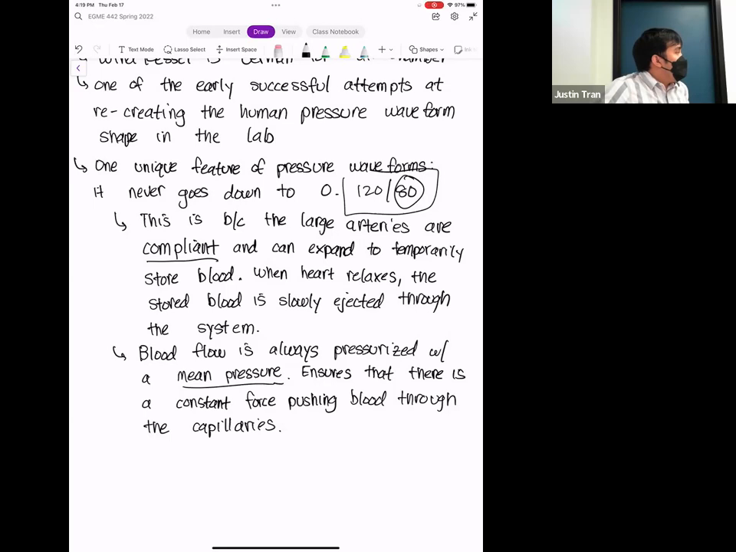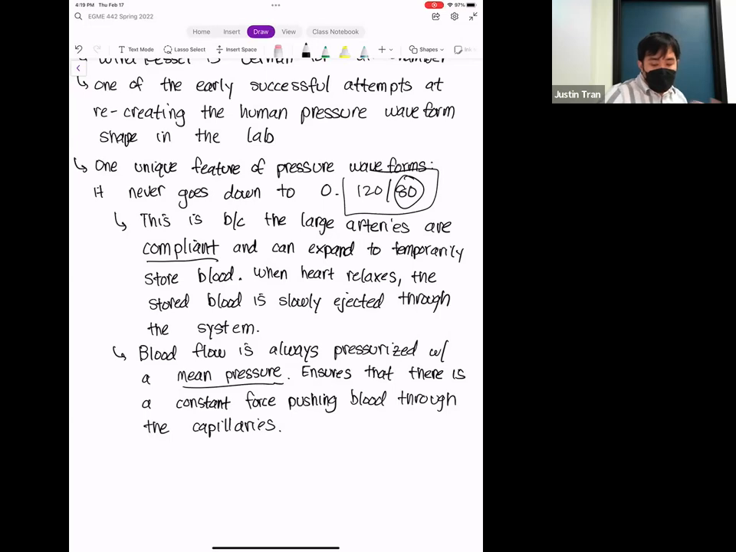Right. Because remember we talked about last time that the oxygen needs and the nutrient needs of your muscles and your nerves and all the organs in your body, a lot of times they can't wait for the blood to pulse up. And so in order to ensure that there's a constant feed of oxygen and nutrients in your muscles, there needs to be a mean pressure there to drive a constant amount of blood.